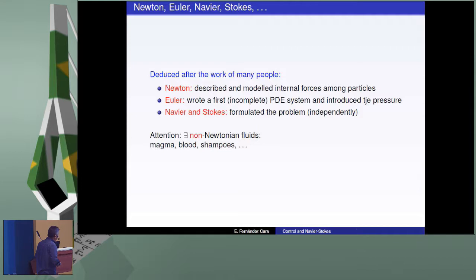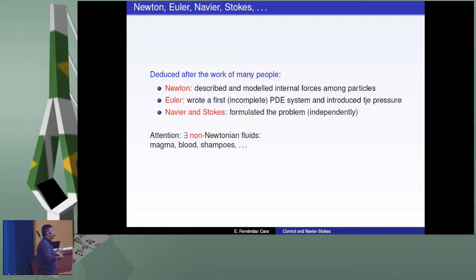Anyway, the equations written by Euler have a lot of importance. They are called the Euler equations, and it is admitted that they serve to describe the behavior of the fluid under some circumstances. They can be viewed as an incomplete Navier-Stokes equations for which many interesting problems, both from the theoretical and the numerical fields, are being studied today. And finally, Navier and Stokes, independently of each other, deduced and formulated the whole problem a lot of years ago.